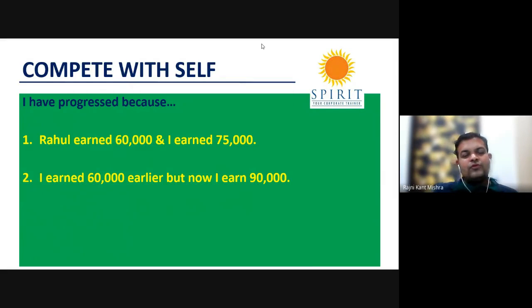Because comparing with Rahul does not make sense. Tomorrow, Rahul may move from 60,000 to 30,000. Then will I be happy with the very same 75,000 again? No. I have to perform better in comparison to what I am doing today.